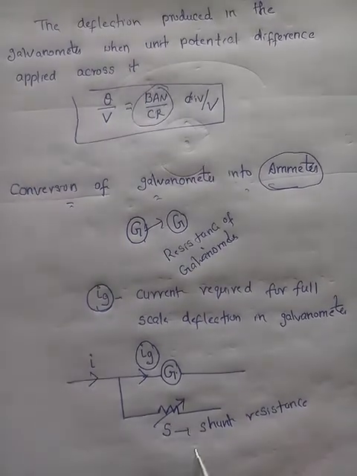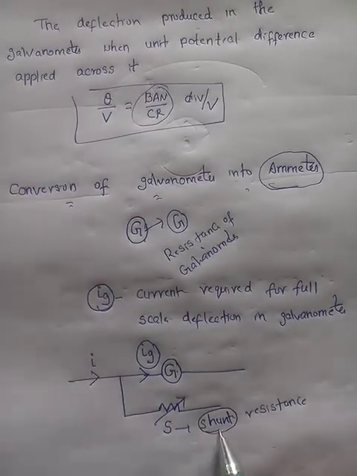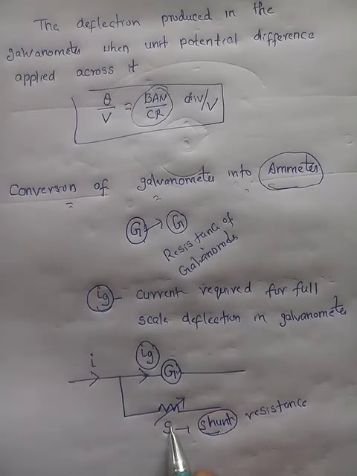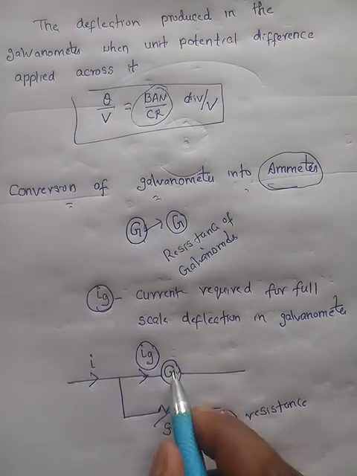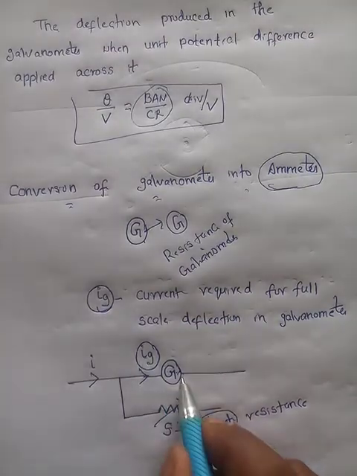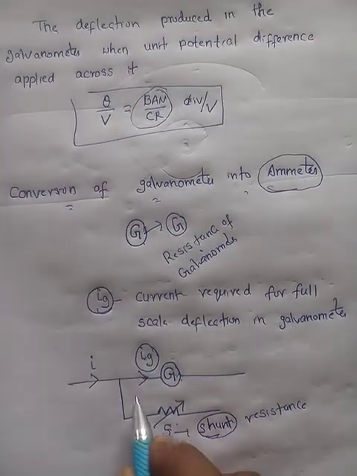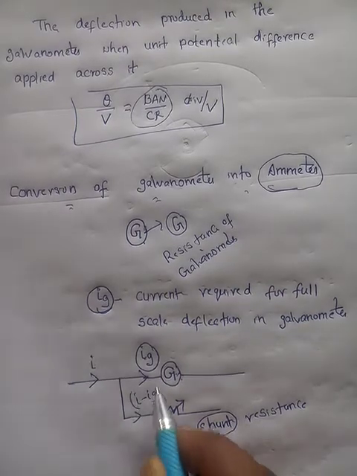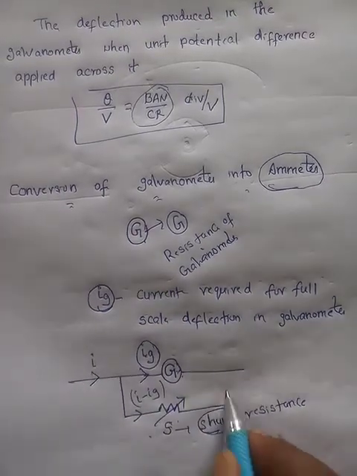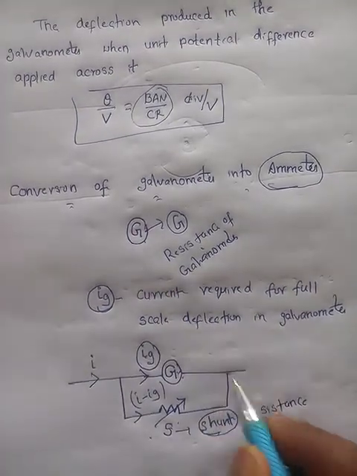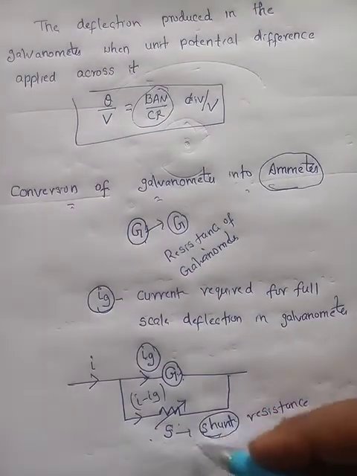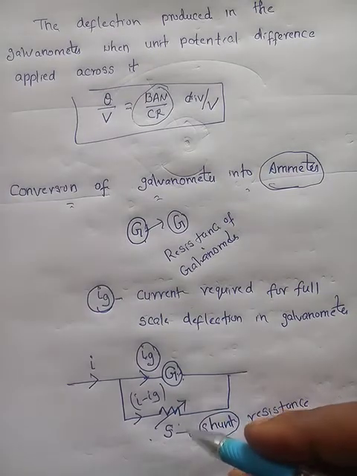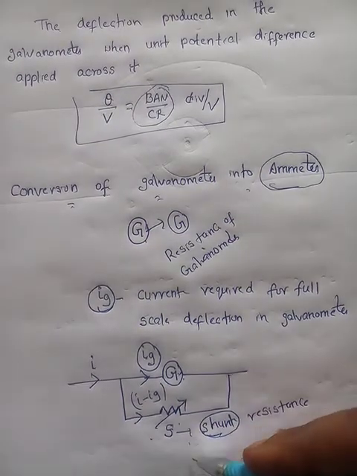What is shunt resistance? A small resistance connected in parallel to a galvanometer to convert the galvanometer into an ammeter. These are the two resistors. If Ig current flows through the galvanometer, then what is the remaining current? I minus Ig current will flow through the other. So a small resistance connected in parallel to a galvanometer to convert it into an ammeter is called shunt resistance.